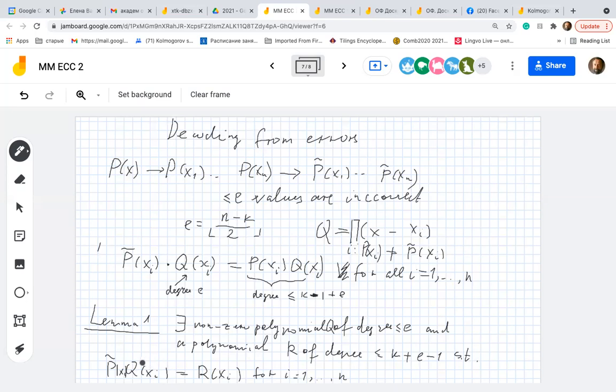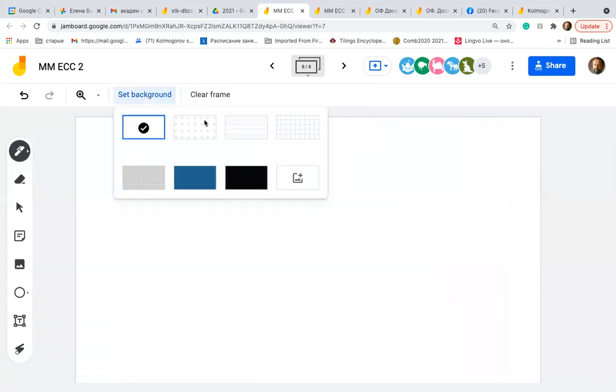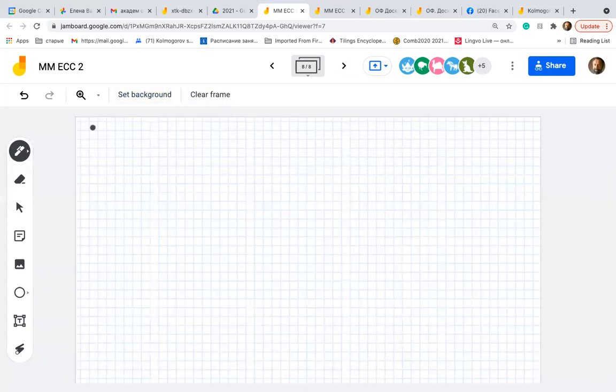So we will have then e plus 1 variables for q, k plus e variables for r, solve this system and find such q and r. So step 1 of our algorithm will be finding q and r as in lemma 1.